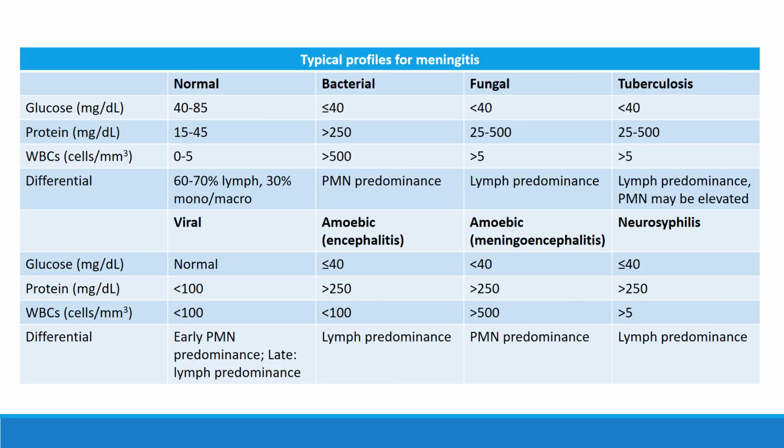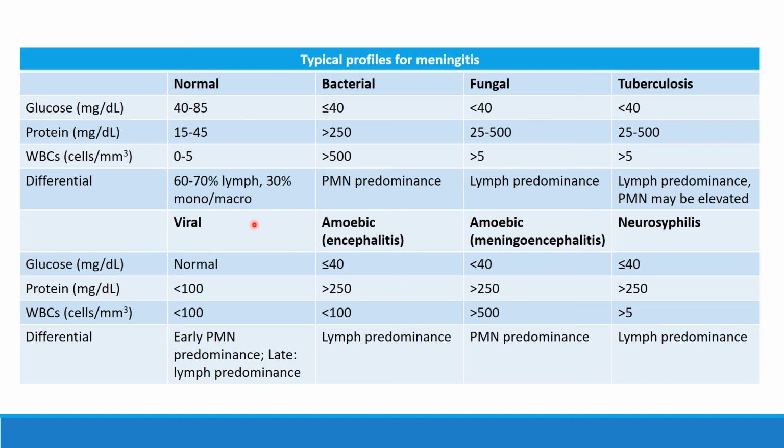Okay, so this chart here you can look through. It's pretty simple. It just gives you the profiles of the most important tests. What are they going to look like for each of the different cases of meningitis? And so I have 8 different scenarios here, from normal to neurosyphilis. What is that going to look like for our main results: glucose, protein, cell count, and diff? Okay, so glucose, protein, white cell count, and diff.